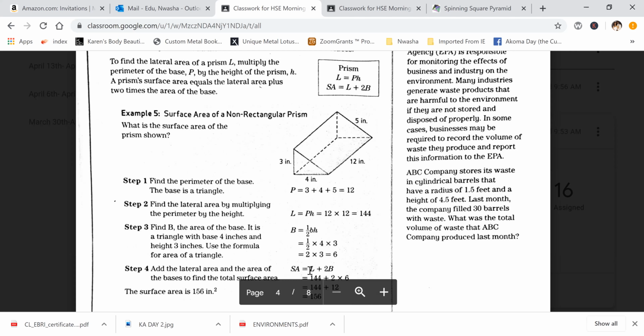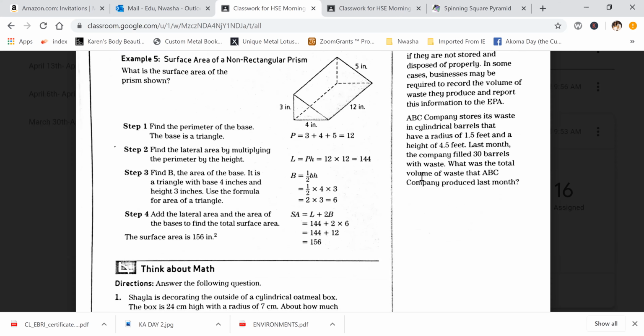So now the lateral area we already figured out was 144, then plus 2 of the bases. And we figured out that the base was 6. So 2 times 6 is 12, and you're adding that. So the surface area is 156.